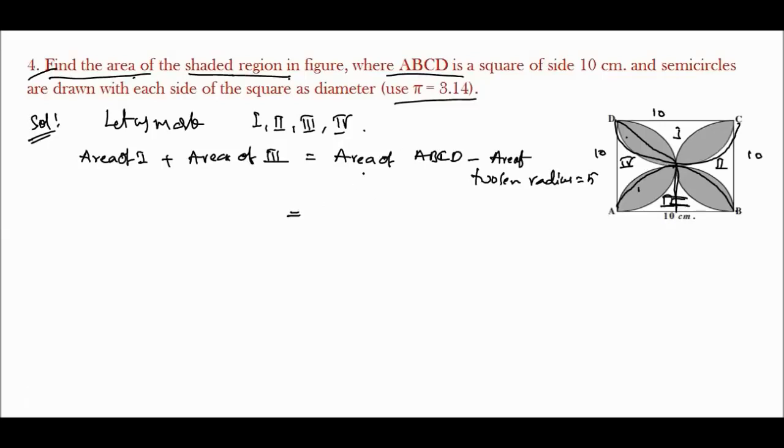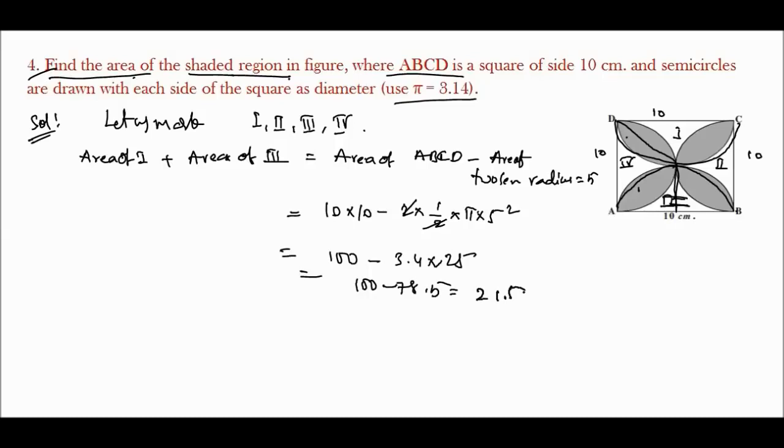Area of square is 10 into 10, minus 2 into half pi r square, the area of two circles. The halves cancel, so 100 minus 3.14 into 5 square. 5 square means 25. So the answer will become 100 minus 78.5, equal to 21.5 centimeters square.